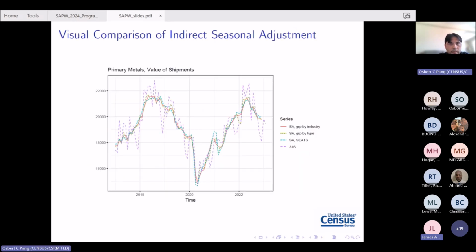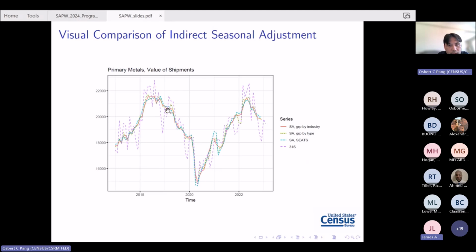So this is just a visual comparison of an indirect seasonal adjustment, and we've restricted the time frame to just the last 6 years or so of the data. We try to keep the number of lines minimal. The purple line that I'm following here is the original, the actual non-seasonally adjusted aggregate series, primary metals, value of shipments.